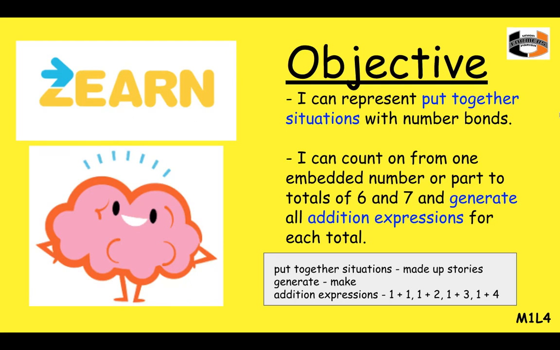So I can represent made up stories with number bonds. That sounds pretty simple. The second part is I can count on from one embedded number or part to totals of 6 and 7 and make all addition expressions for each total. That sounds pretty easy too. So that's what we're going to do today.